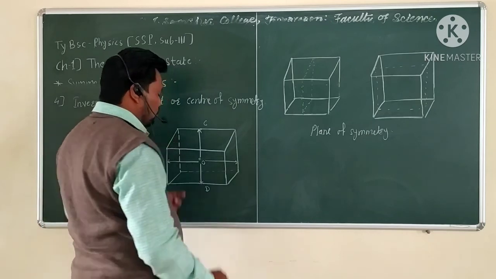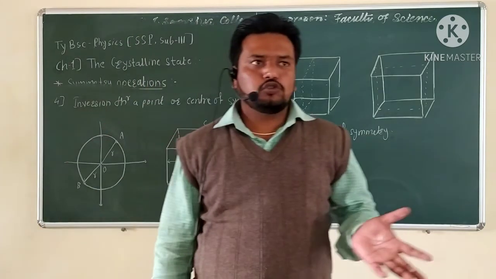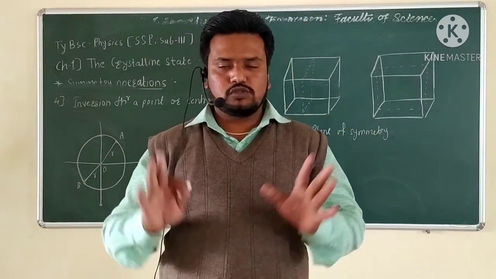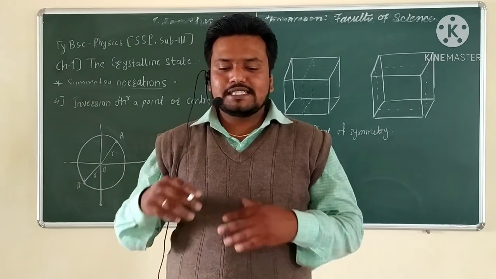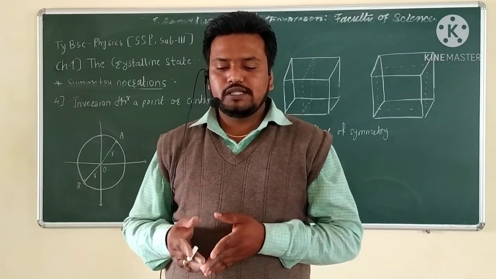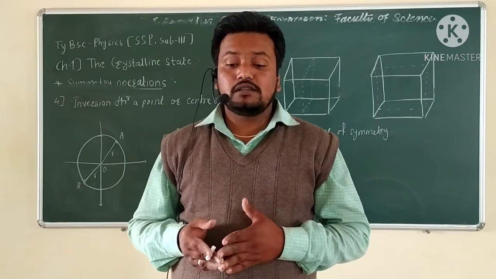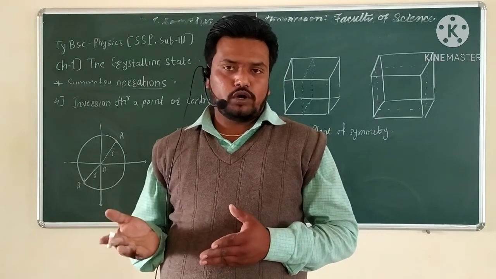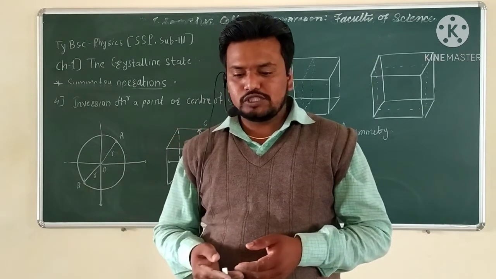Two identical parts of the cube or a circle are formed, and this point of symmetry is considered as the inversion through a point, or the center of symmetry.